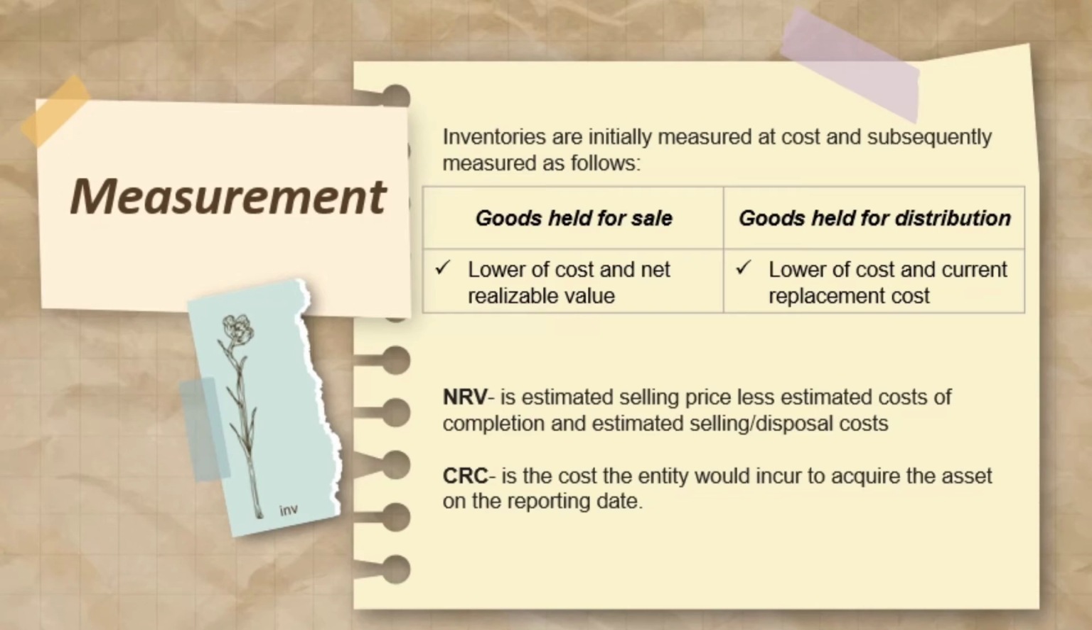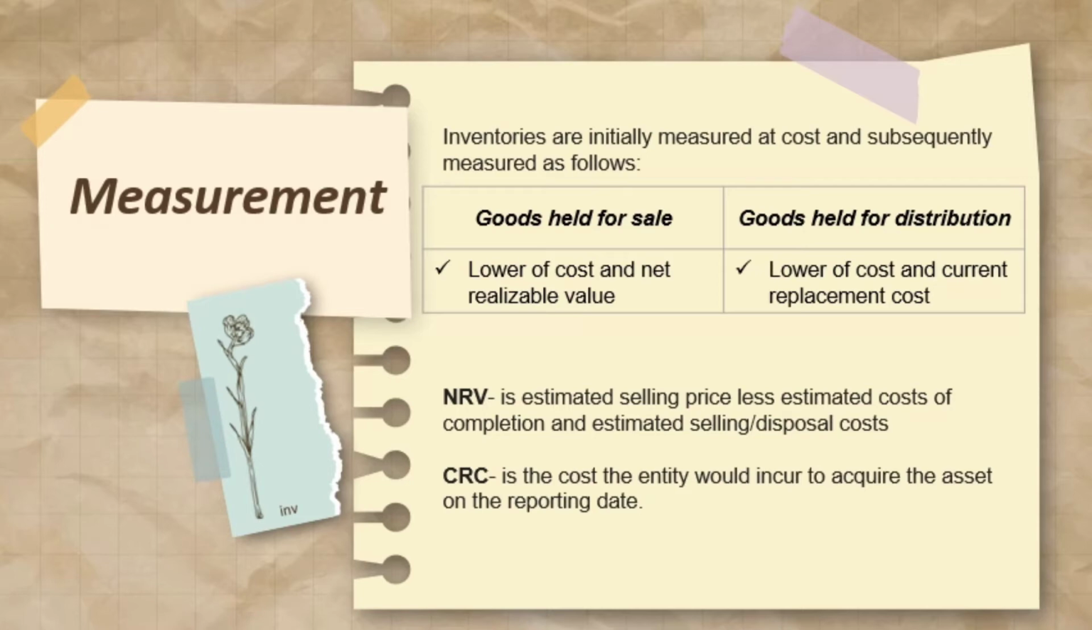I am Nasren and I am going to continue the discussion on measurement. So inventories are initially measured at cost and they are subsequently measured as follows. If the goods are held for sale, they are measured at lower of cost and net realizable value. In the next slide, we're going to learn about the composition of cost and the exclusion of cost. But first, the measurement is at lower of cost and net realizable value if the goods are held for sale. The net realizable value is estimated selling price less estimated costs of completion and estimated selling or disposal cost.